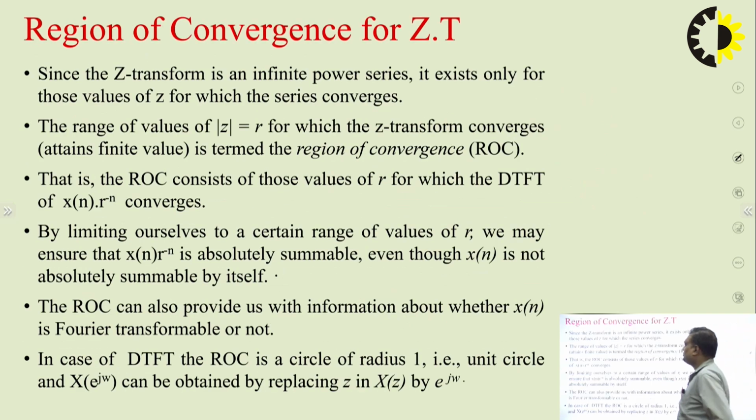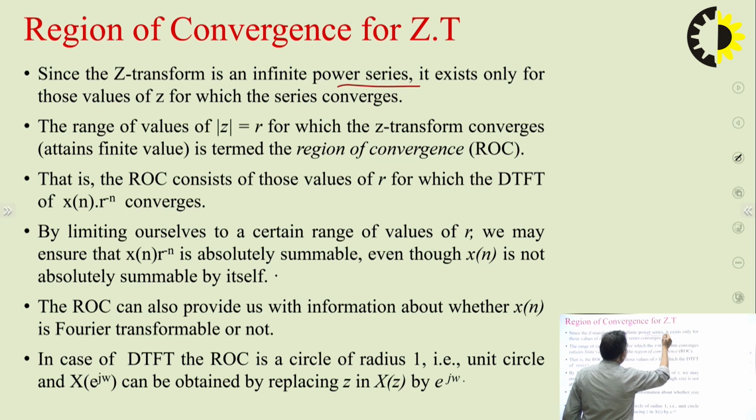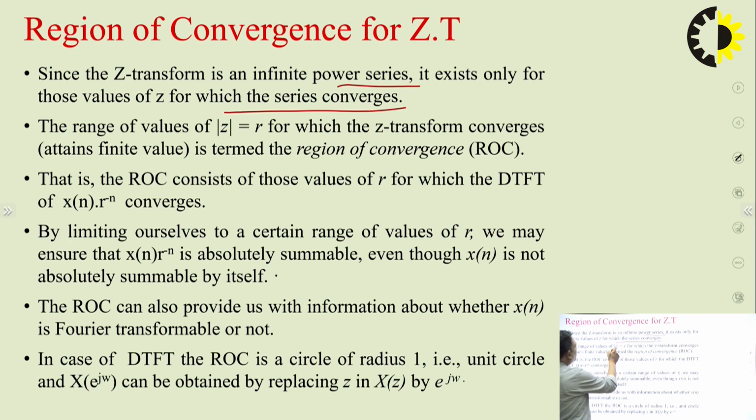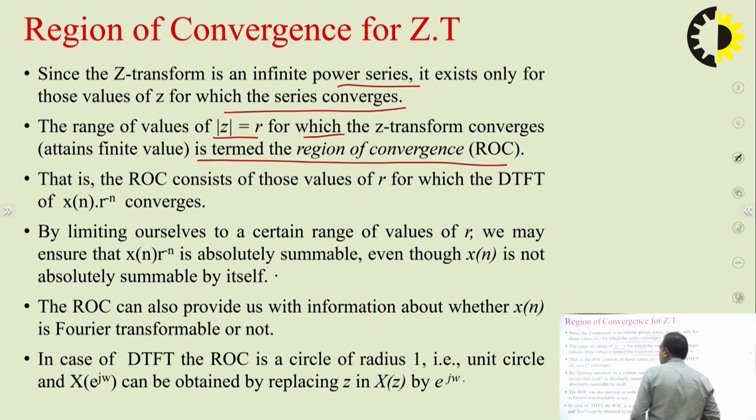Now, region of convergence of the z transform. This is the important one. Since the z transform is an infinite power series, you have seen that we are taking summation from minus infinity to infinity, so it exists only for those values of z for which the series converges. So we have to find those values of z for which the series converges. The range of values of mod z equals r for which the z transform converges is termed the region of convergence, or ROC.